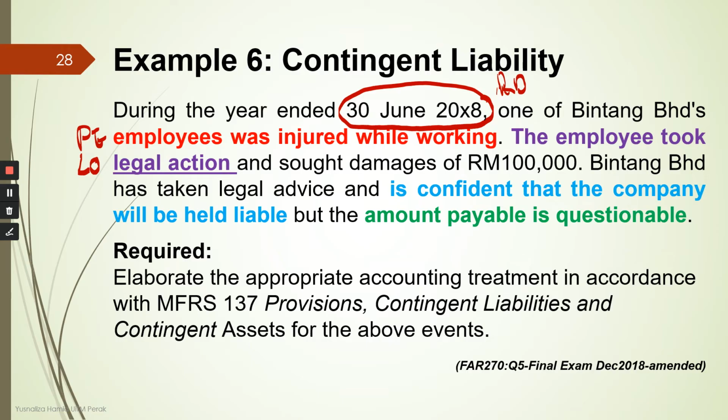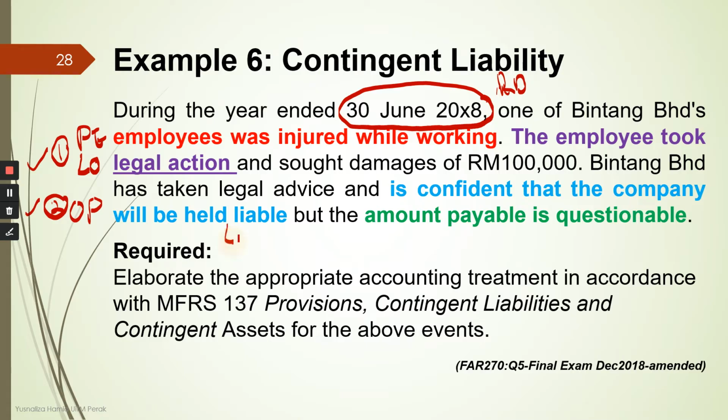Why? The employee that was injured has taken legal action and asked for a damage claim of 100,000. So they took legal action. So the first criterion, the present obligation, a legal obligation, has been met. And the second one, if you check the second criterion here, the company or the legal advisor is confident that the company will be held liable. That means the outflow is probable. So number 1 and number 2 are met.